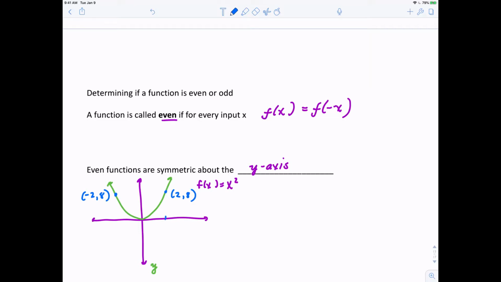In other words, if x was 2, and here this would mean f of -2, notice that they have the same y-coordinate. So in other words, f of x, which is 8, is the same as f of -x, which is also 8. They have the same y-coordinate. So another way of saying that is x and -x have the same y-coordinate.